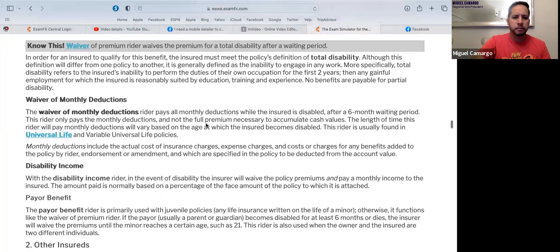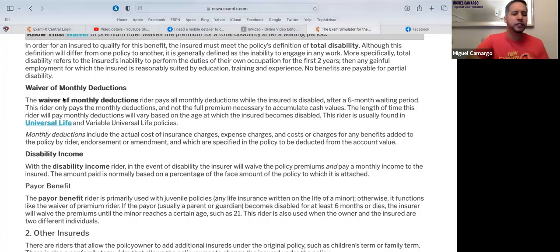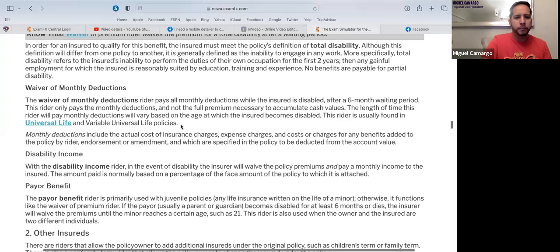Let's see this. I don't know if I've ever seen this on the exam, but let's just cover it. Waiver of monthly deductions. The waiver of monthly deduction rider pays all monthly deductions while the insured is disabled. After a 6 month waiting period, the rider only pays monthly deductions and not full premium necessary. The length of time the rider will pay monthly deductions will vary based on the age of the insured. This rider is usually found in universal life, variable life. So in this example, they're saying the waiver of premium won't cover everything in these policies right here.